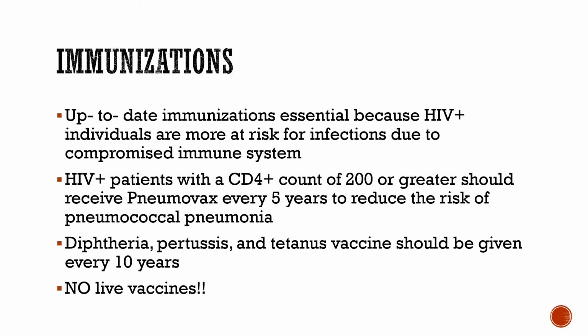HIV patients with a CD4 count of 200 or greater should receive the Pneumovax every 5 years to reduce the risk of pneumococcal pneumonia, right? We don't want these patients to get any pneumonia, right? But one of the pneumonias that they are going to be more susceptible to would be the pneumococcal pneumonia and then the PCP.